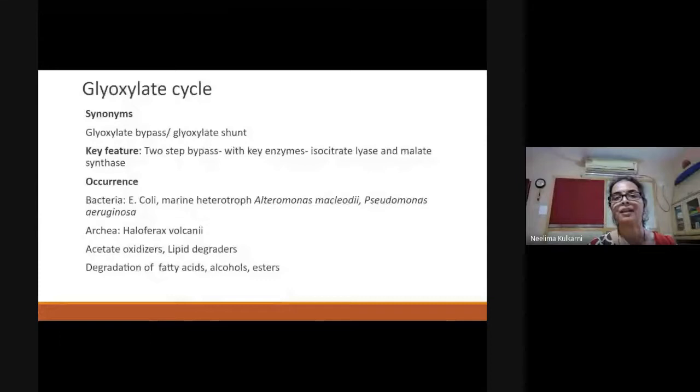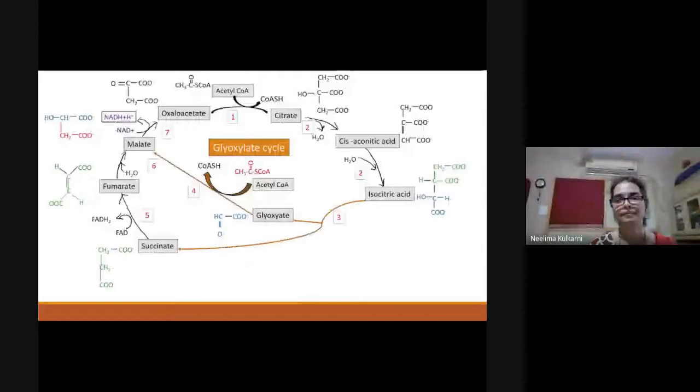Such bacteria will start expressing these two enzymes and will modify TCA cycle, and this new cycle is known as glyoxylate cycle because glyoxylate is the metabolite which is produced by the action of the first enzyme of this modified pathway, that is isocitrate lyase. Now let us see the details of the pathway.